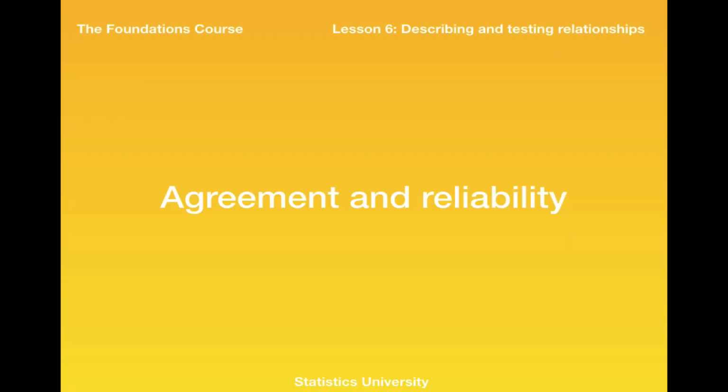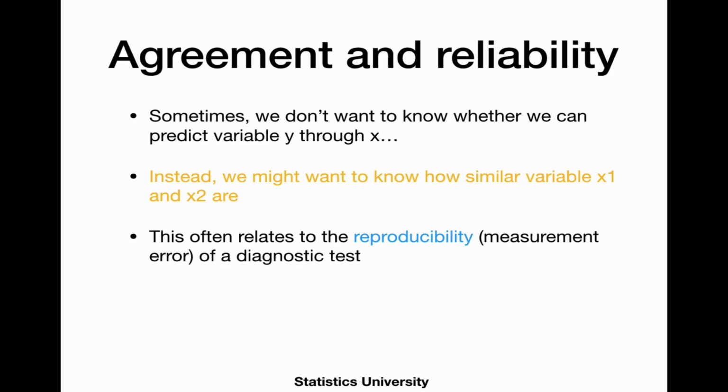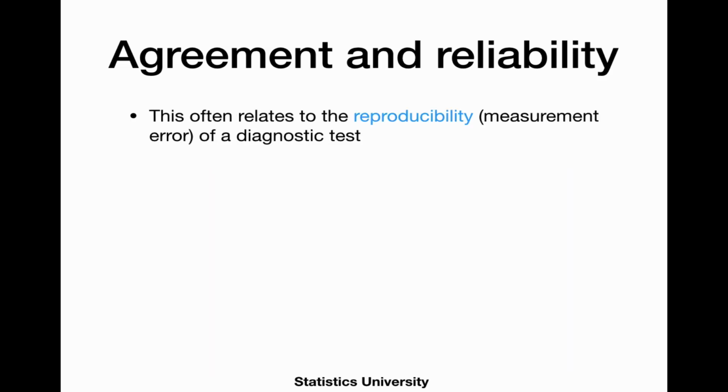Alright, that's it for simple linear regression and correlation. Let's move on to agreement and reliability. Sometimes we don't want to know whether we can predict variable y through x, but instead how similar variable x1 and x2 are. That is a question that relates to reproducibility, which itself relates to measurement error. And reproducibility is an important part of diagnostic research in the field of medicine.